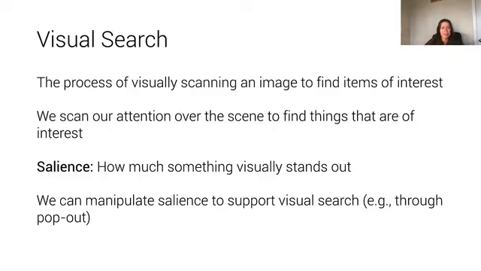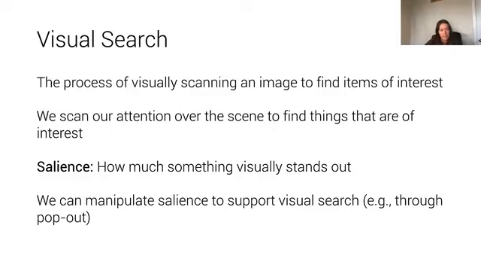Think about this in the same context as pop out. Things that are very salient tend to pop out. Things that are moderately salient are more likely to attract attention. Things that have low salience are unlikely to attract our attention. So we can actually manipulate salience to try to support visual search.